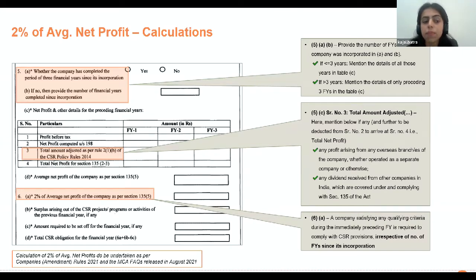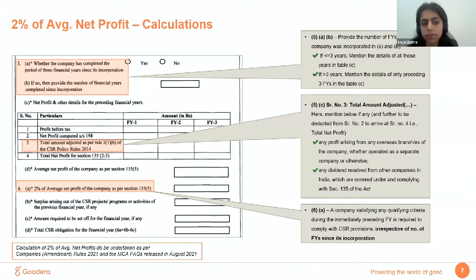And under the amount required to be set off, the company would need to enter the amount that they have decided to set off against the obligation of the reporting period. The MCA allows the companies to set off either full, partial, or none of the excess expenditure of the preceding year in the reporting year, as you have maximum 3 years of time to set off that excess expenditure.